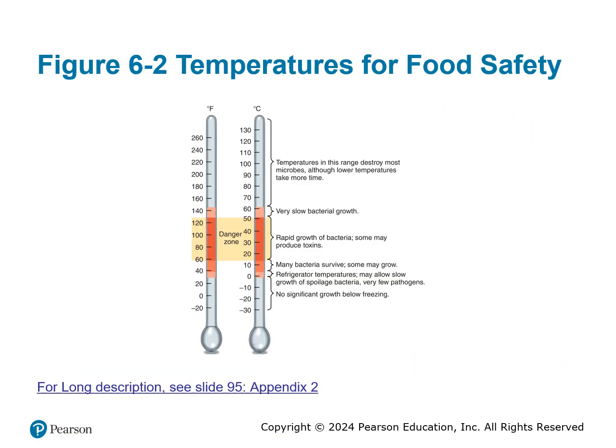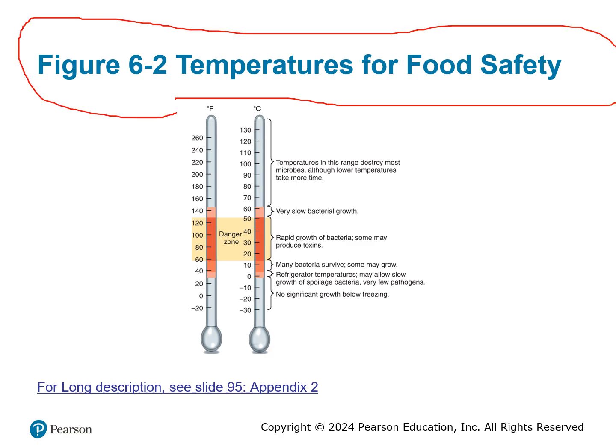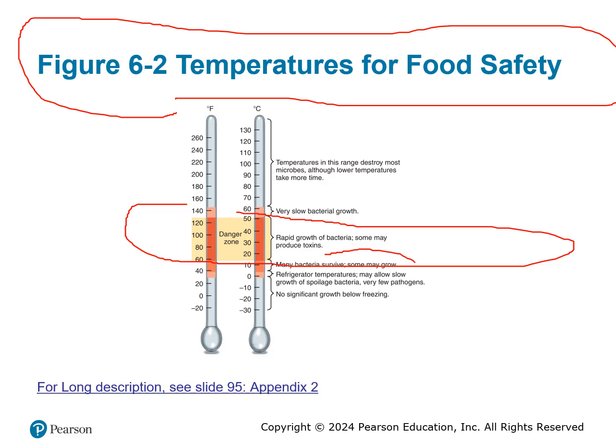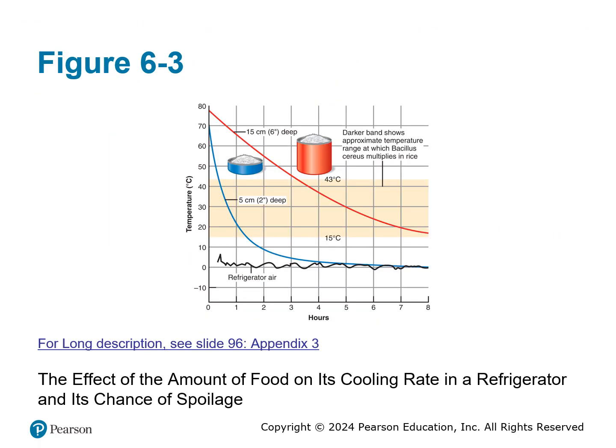All right, what are we talking about here? Temperatures for food safety. Okay, so very slow bacterial growth over 60 degrees. The danger zone here, unfortunately, is pretty much room temperature. And then some can grow in the fridge. So when you're at a picnic or what have you, unfortunately your food is going to be in this danger zone. So don't leave food sit out too long, especially in Florida.